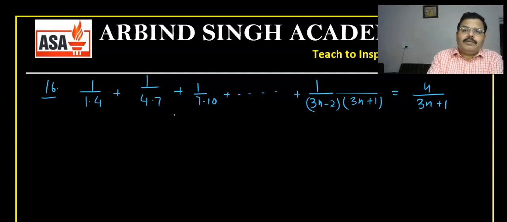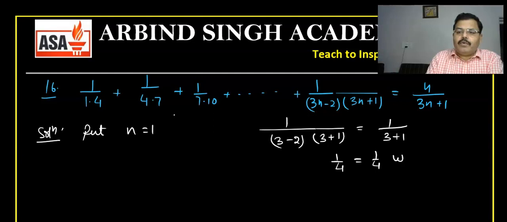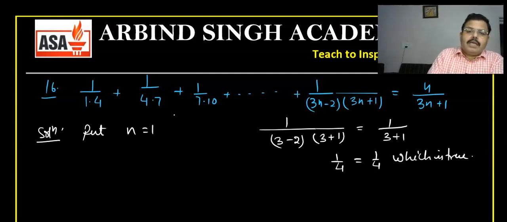As usual, we will put n is equal to 1. We have 1 upon 3 into 1 minus 2, into 3 into 1 plus 1, which is 1 upon 1 into 4. So 1 upon 4 is equal to 1 upon 4, which is true.